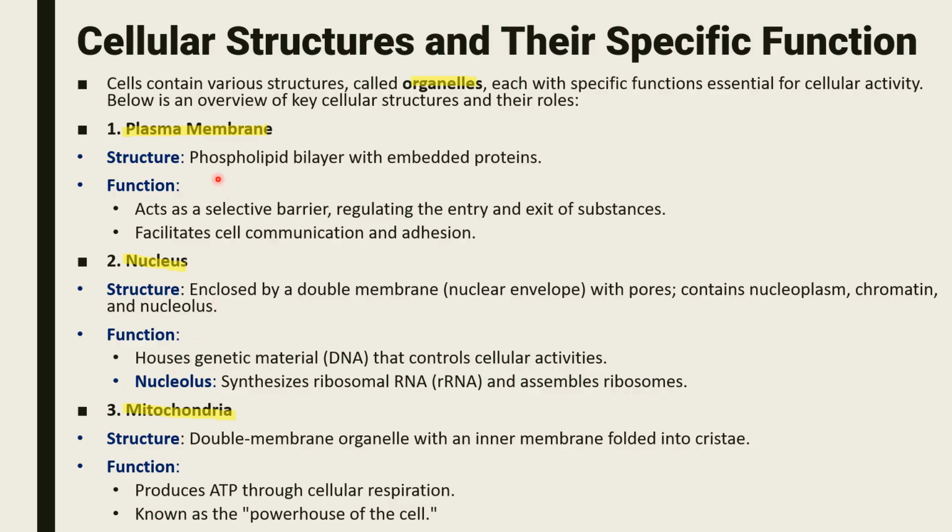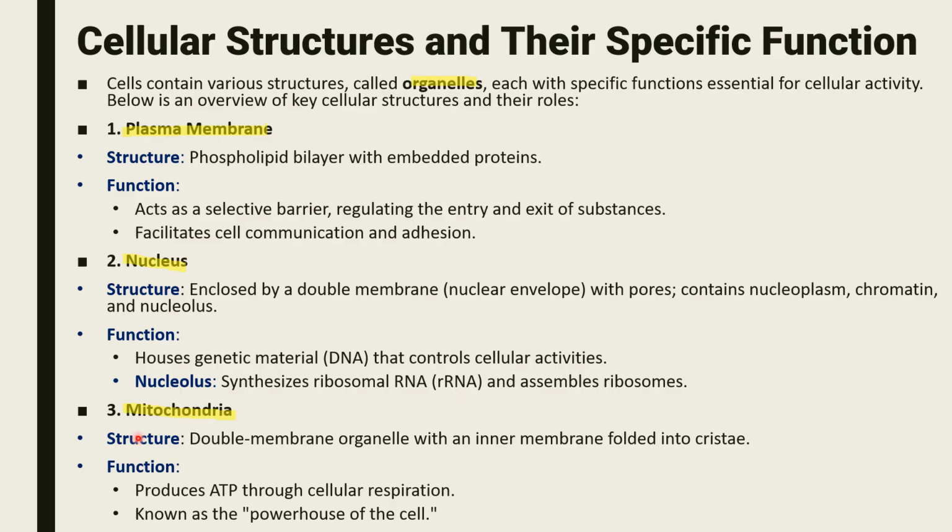Plasma membrane, or the cell membrane, is a phospholipid bilayer with embedded proteins. It acts as a selective barrier, regulating the entry and exit of substances. It facilitates cell communication and adhesion. Nucleus structure: it is enclosed by a double-membrane nuclear envelope with pores, and contains nucleoplasm, chromatin, and nucleolus. Its function is to house genetic material, DNA, that controls cellular activities. The nucleolus synthesizes ribosomal RNA and assembles ribosomes.